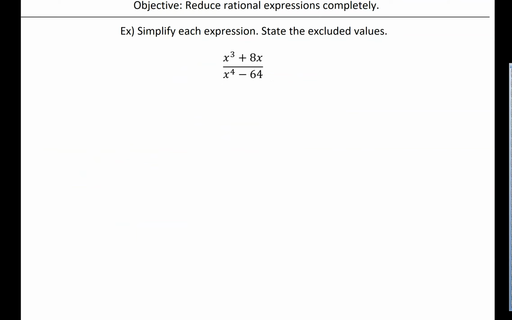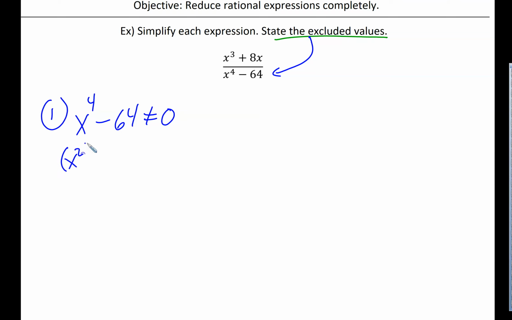Now we are back to another example to put into our notes. So again, I'm going to start with my excluded values. So I'm looking again at where my denominator would be equal to 0, and those are the values that I cannot be equal to. And so x to the 4th minus 64, I need to recognize, is a difference of 2 squares, where x to the 4th is x squared to the 2nd power, and 64, of course, is 8 to the 2nd power. So be careful here.